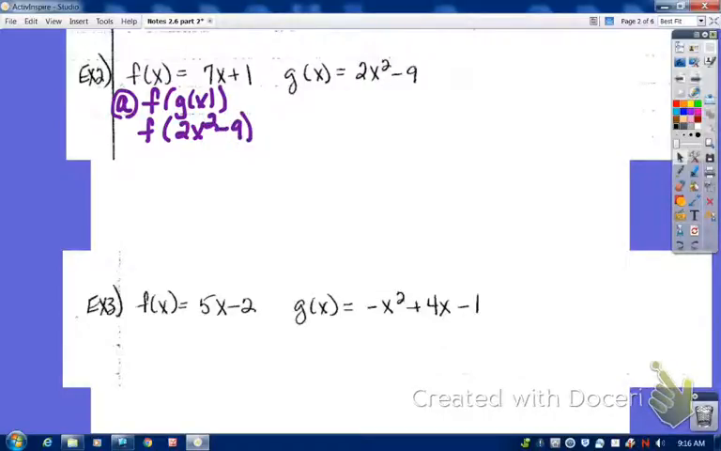So that really means I'm taking the g of x function and I'm putting it into the x in the f of x. So it's going to look like this: 7 times 2x squared minus 9 in parentheses, plus 1. Distribute the 7 and combine like terms.